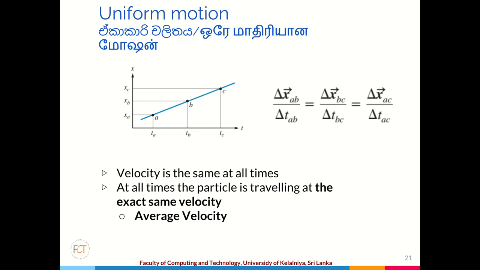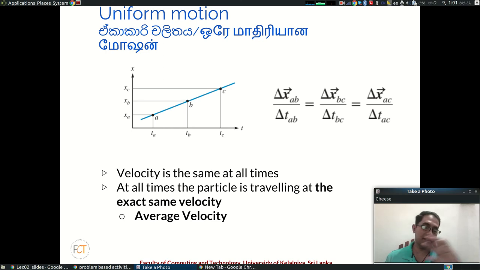When an object is moving with the same velocity, so the velocity is constant and not changing, it has the same change in position over the same time interval. We define that particular motion as uniform motion. That motion has the same exact velocity at each time instant. So at all times, if you measure the velocity, that velocity is going to be the average velocity. If the velocity is the same, the average velocity is going to be the velocity it traveled with.